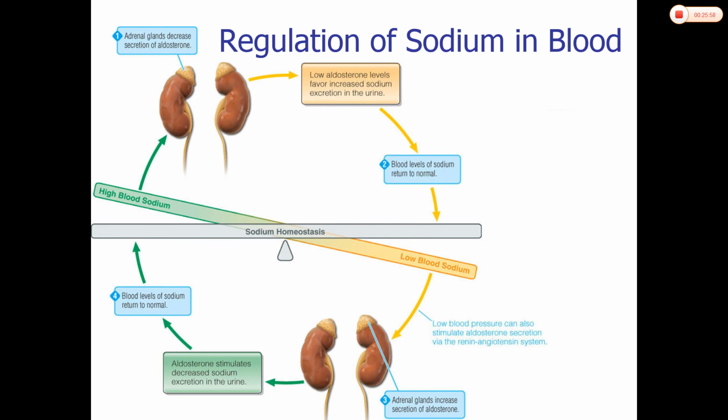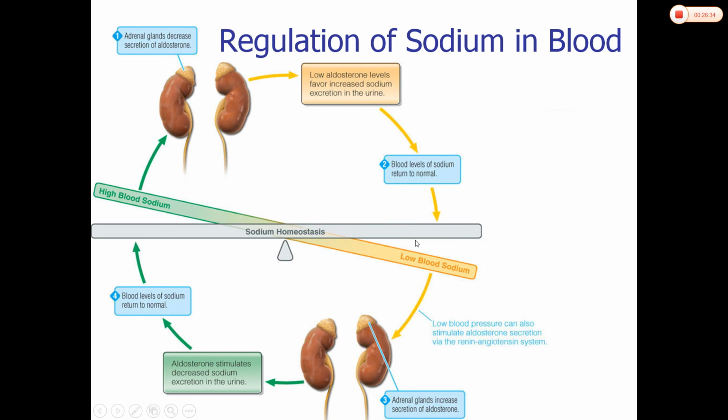So how is this sodium maintained? This picture shows how sodium homeostasis is maintained in the body. In normal conditions, in a healthy individual, sodium homeostasis is achieved, but when there is a high level of sodium, the adrenal glands, which are present above the kidneys, decrease the secretion of aldosterone. So these low aldosterone levels favor increased sodium excretion in the urine, and due to this increased excretion, the blood sodium levels return to normal.